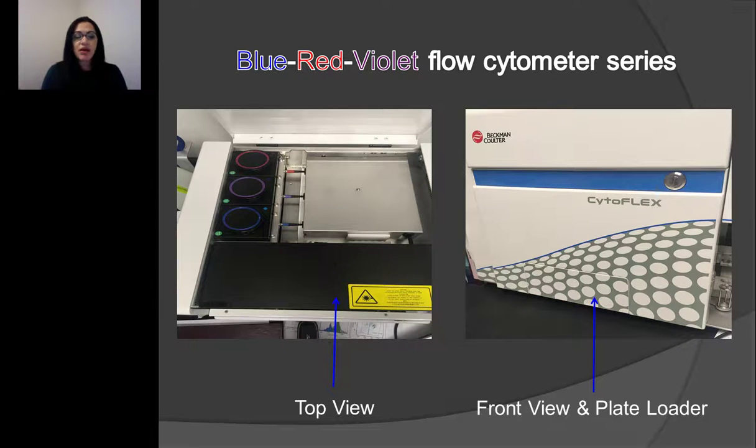So this is just a top view, and you can see where the lasers are located. They're color coded, and then you can see to your right the picture of the front, and right where the arrow is, this is where the plate loader goes. This instrument also gives you the benefit that if you didn't purchase it with a plate loader at the beginning, you can always upgrade it, which gives you a lot of flexibility depending on the high demand of samples that you need to run.